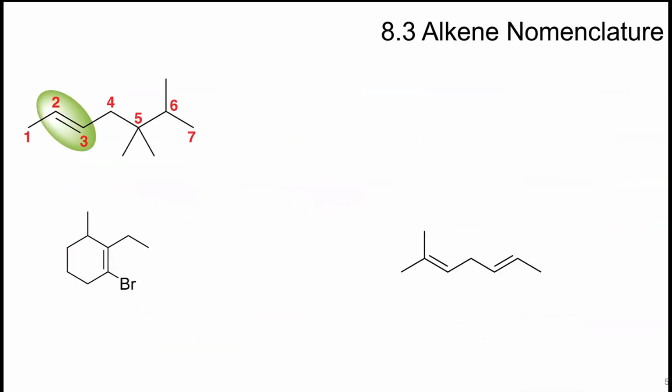If we were naming this substituent, which is numbered here, the carbon-carbon double bond gets the lowest numbering possible. This one ends up being 5,5,6-trimethyl-2-heptene. Or 5,5,6-trimethylhept-2-ene.